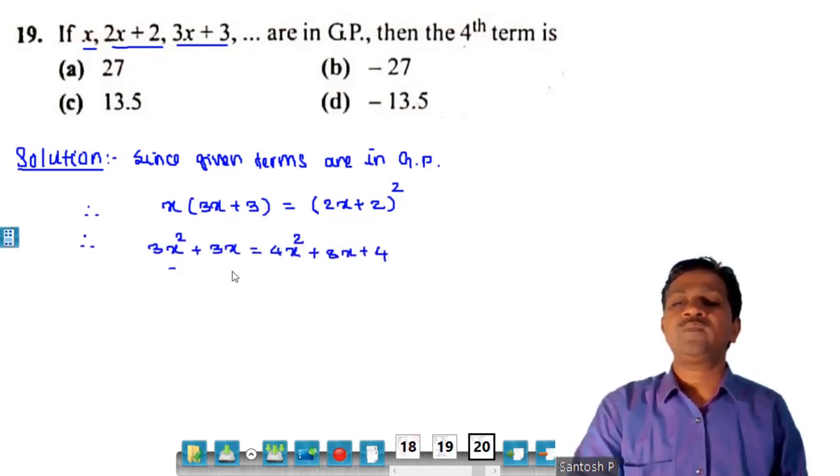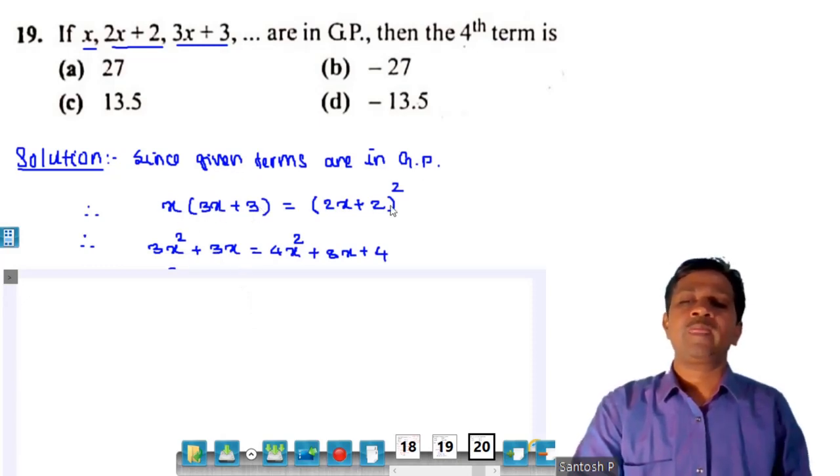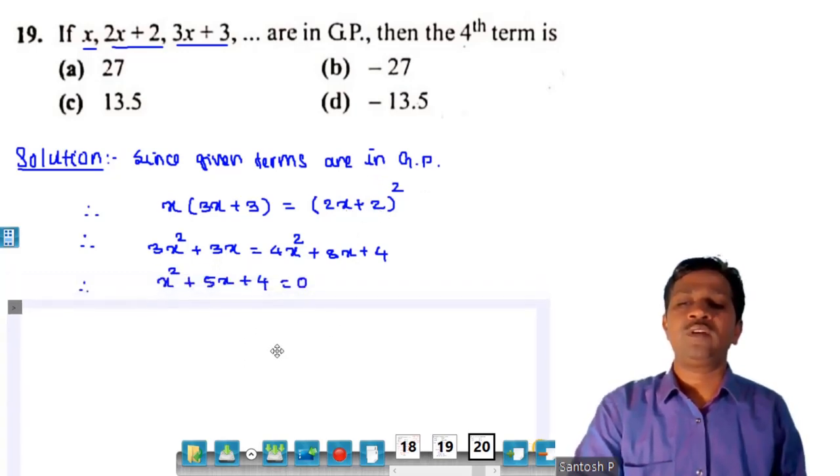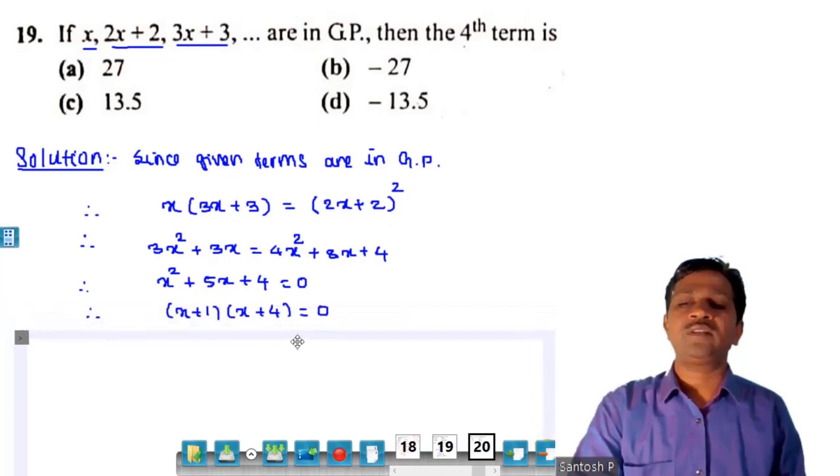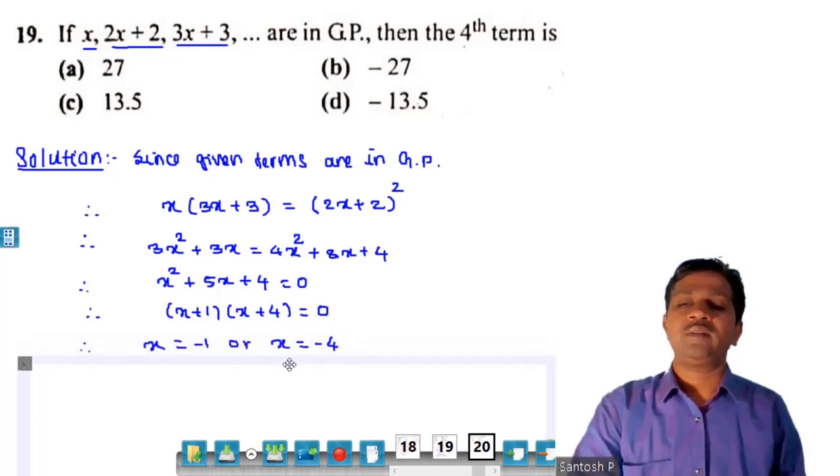Carefully solve this. Just multiply x into 3x is 3x square, x into 3 is 3x. The square on the right side is 4x square plus 8x plus 4. So just rearranging these, you will get a quadratic, and solving this quadratic by factorizing, you will get x plus 1 into x plus 4, and by simplifying I will get x equals minus 1 or x equals minus 4. So let us see what happens if I take x equals minus 1.